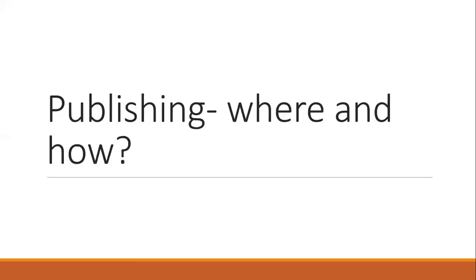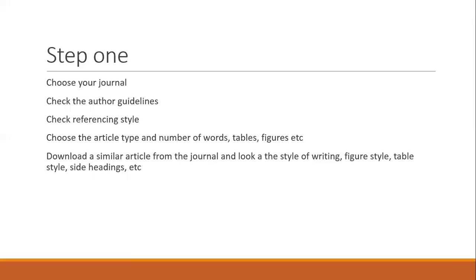Now, publishing. Where do we publish and how do we publish? Step one, before you decide to publish, you need to choose your journal. You need to check the author guidelines and see if your study is even of interest to the journal, because journals have scope. You must read the scope of the journal and see if your article fits into the scope of the journal. Otherwise, there's no point in sending it to that journal.